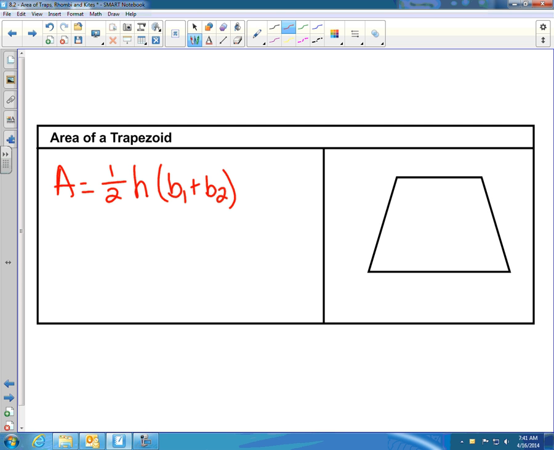Remember, our height, just like in our triangles, is perpendicular to our base. And we have base 1 and base 2. It doesn't really matter which one you call base 1, base 2. Or we can think of it this way: height times base 1 plus base 2. Instead of times 1/2, we can think of it as divide by 2. Both of those are going to get us the same solution.